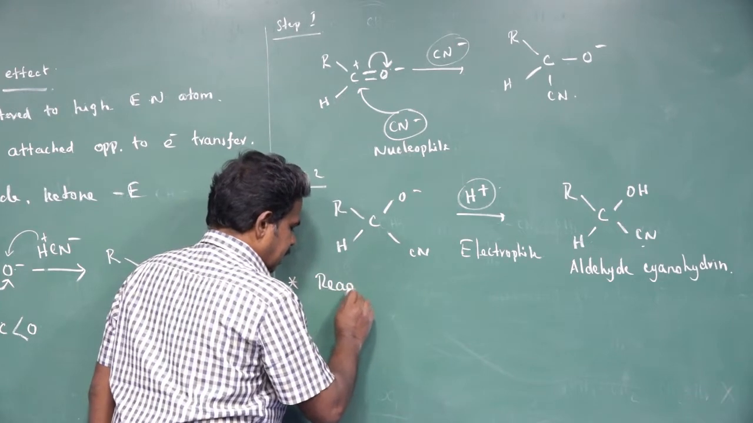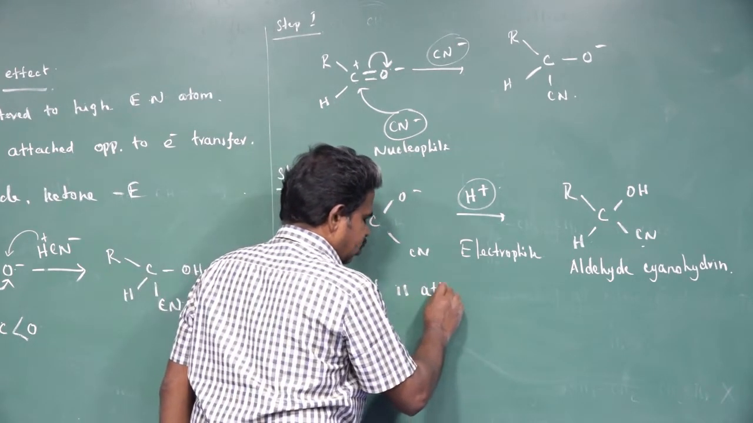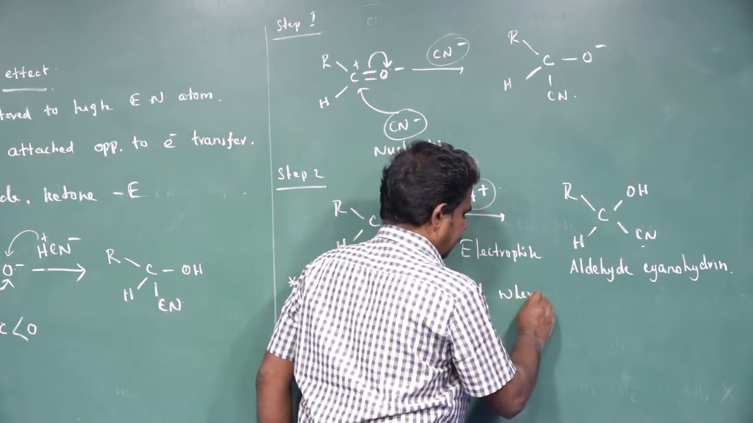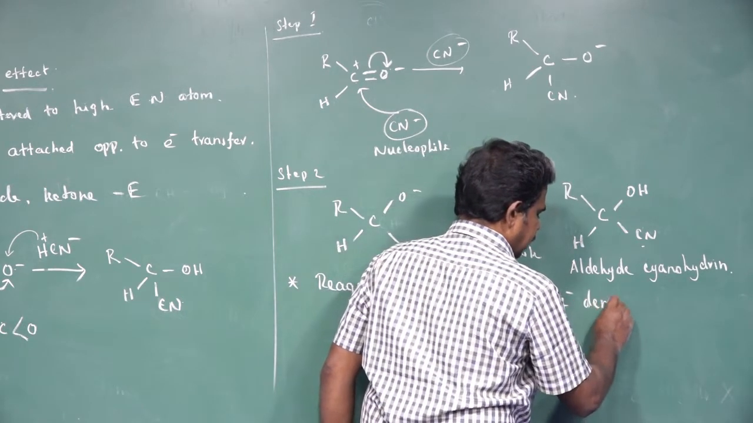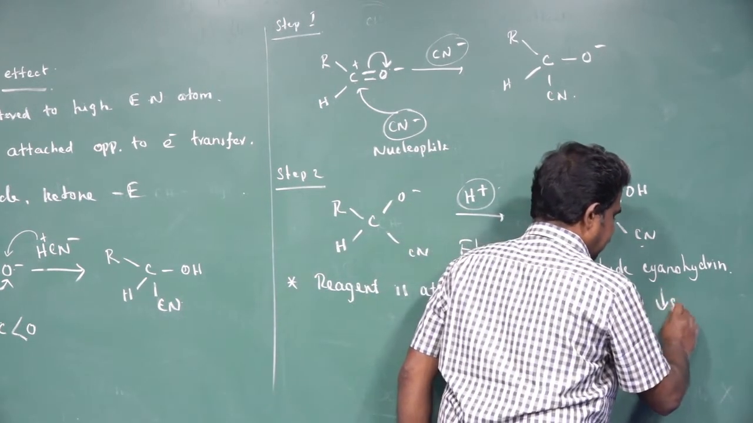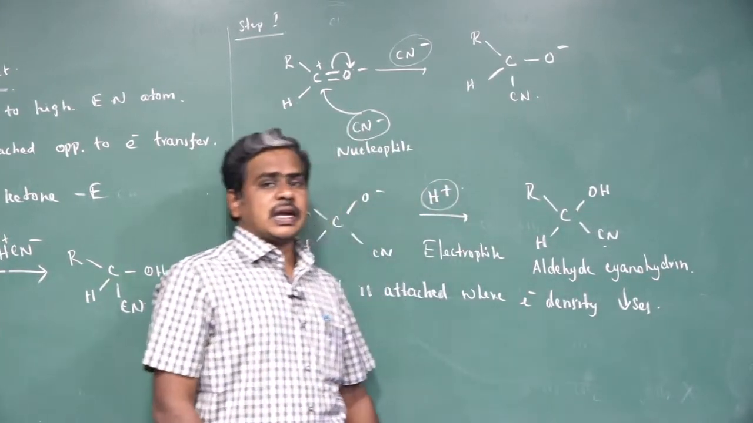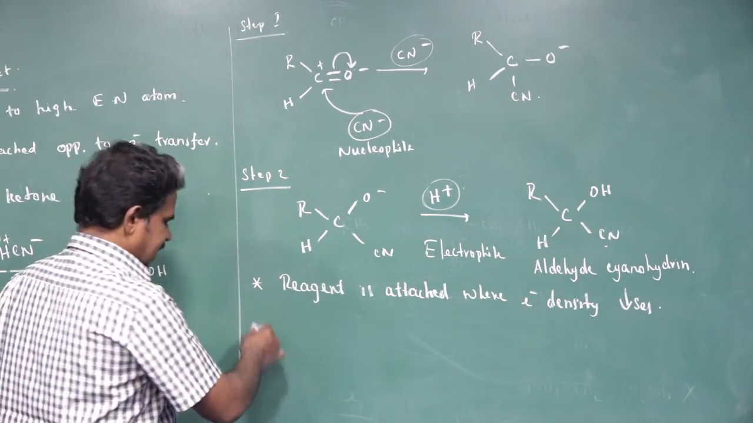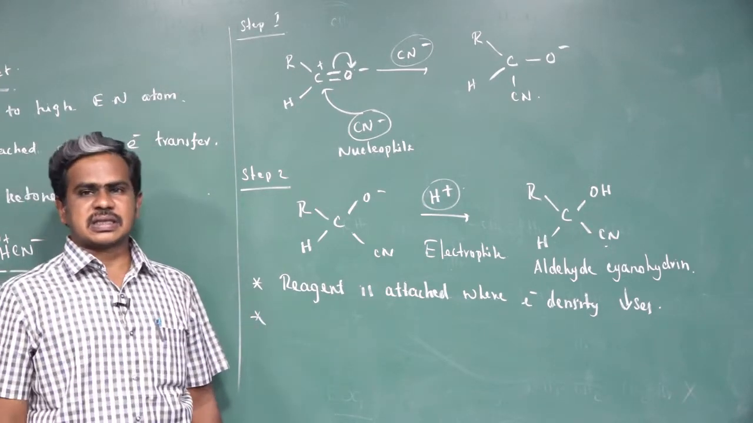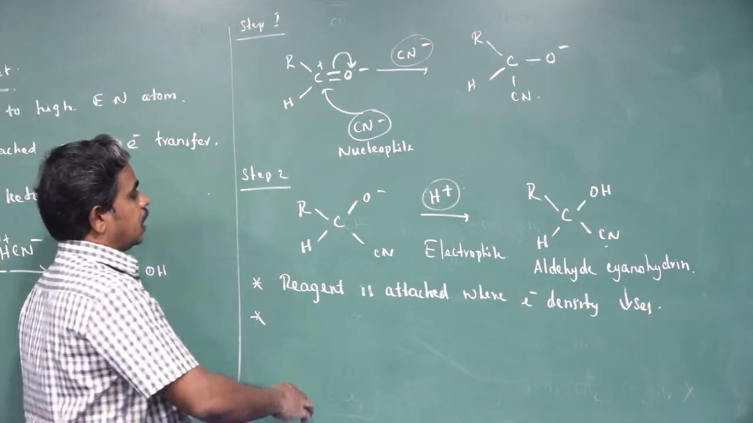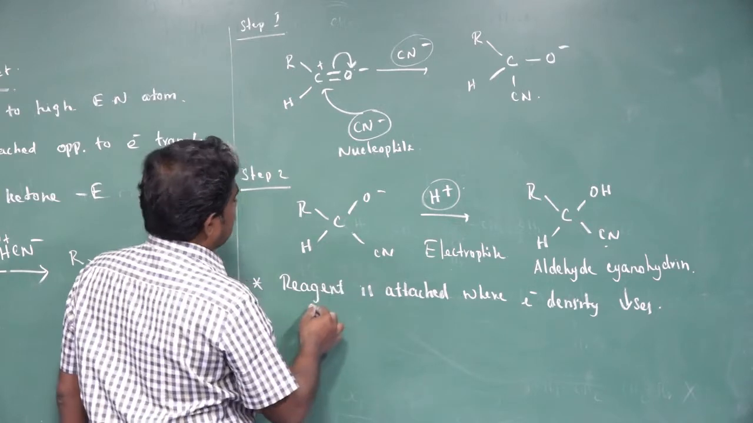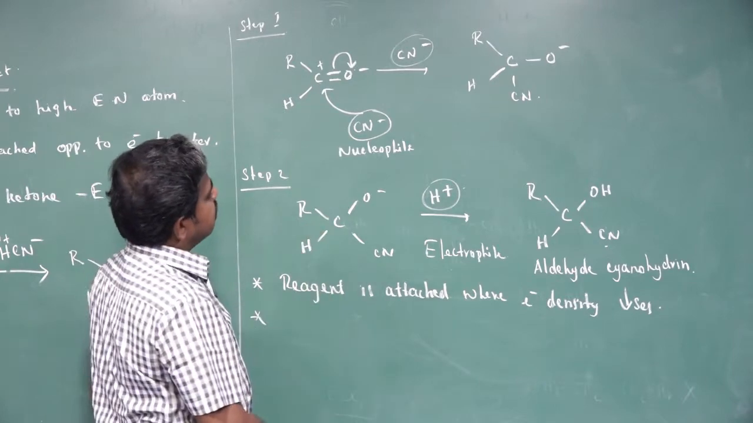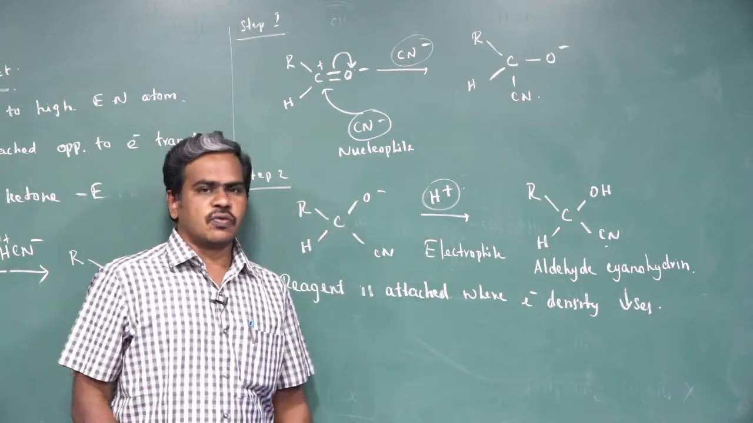So here the reagent is attached in the first step where the electron density decreases, so that it is the negative electromeric effect, and it is a temporary effect. Only in the presence of a reagent does it occur. And here we are taking the negative electromeric effect. Now, is this reaction an electrophilic addition or a nucleophilic addition?